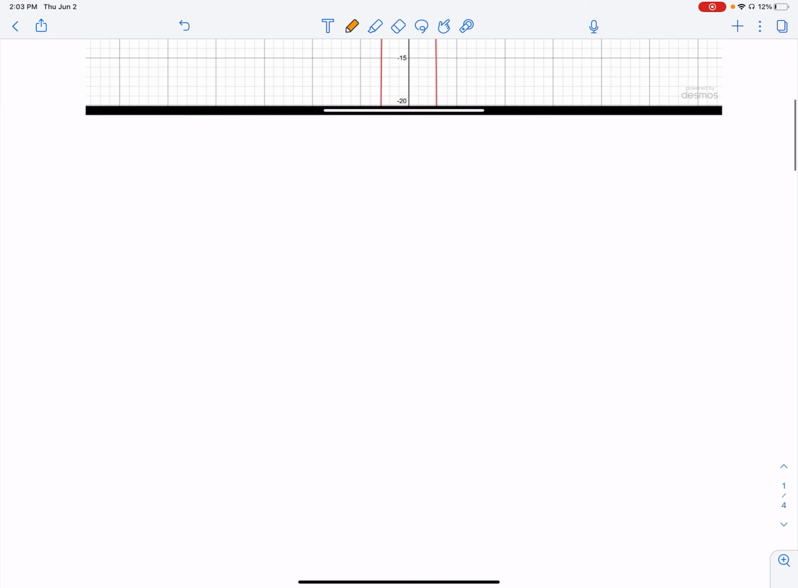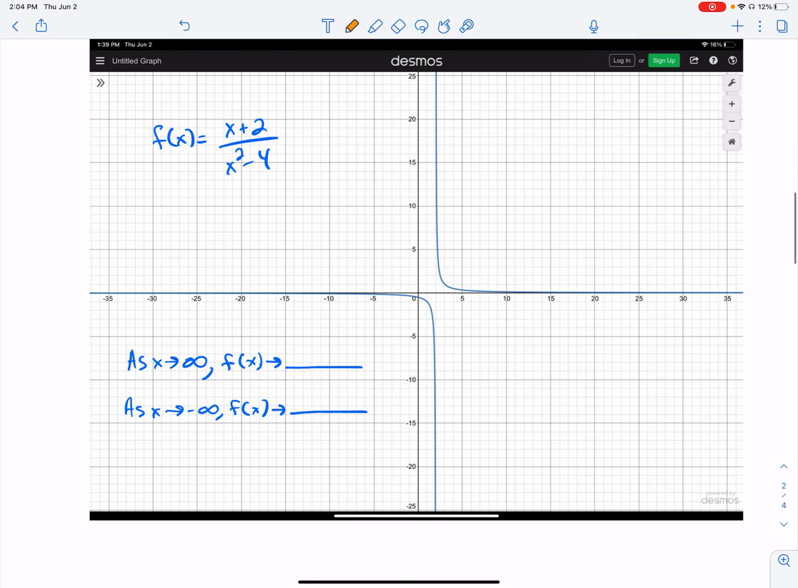All right, let's look at the next one. Here again, we have a function f of x equals x plus 2 divided by x squared minus 4. We want to know what's happening as we go right along the x-axis, and then what happens as we go left. So as x goes to infinity, what's happening to the value of the function? Well, here we have an imaginary line. The asymptote is real, but we don't see it on the graph. But that asymptote is at y equals 0.